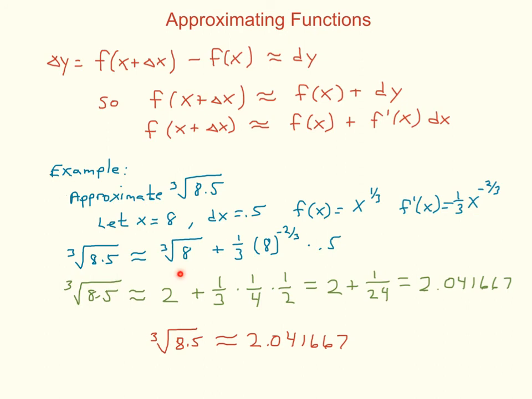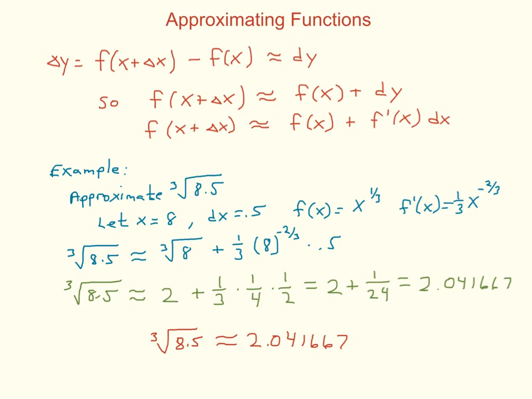So I know that the cube root of 8.5 is going to be about equal to the cube root of 8 plus 1/3 times 8 to the negative 2/3 power times 0.5. Well, 8 to the negative 2/3 comes out to be 1/4. So the cube root of 8.5 is about equal to 2 plus 1/3 times 1/4 times 1/2, or 0.5. Multiplying these fractions together, I get 2 plus 1 over 24. And 1 over 24 is about equal to 0.041667.